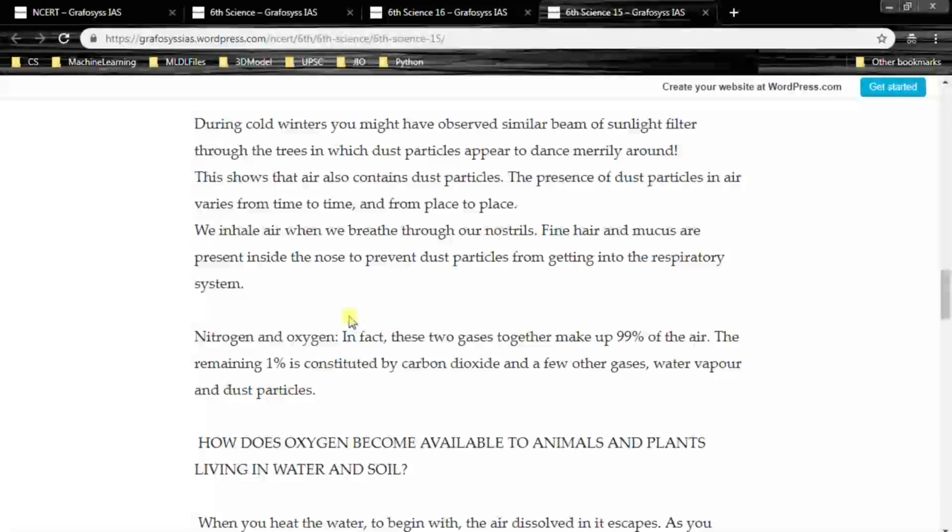Nitrogen and oxygen. In fact, these two gases together make up 99% of the air. Nitrogen plus oxygen. So we have to remember it consists of 99% of the air. The remaining 1% is constituted by carbon dioxide and a few other gases. Water vapor and dust particles are included.